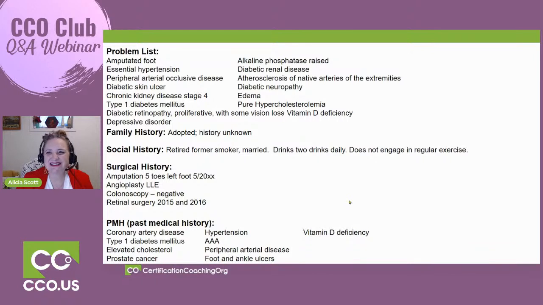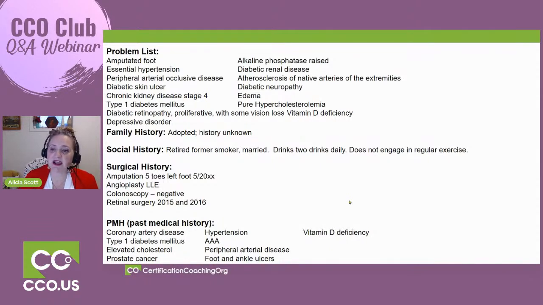Social history kind of doesn't matter for us for the most part. Surgical history, this does. So we have an amputation, 5 toes, left foot. And then we have angioplasty, left lower extremity, colonoscopy is negative, and retinal surgery previously. Okay, that verifies that's the MEAT for the amputation on the foot. Very good. That's covered.